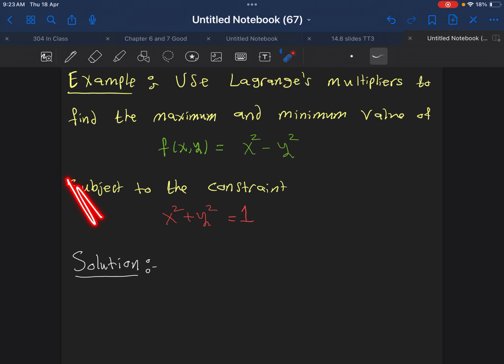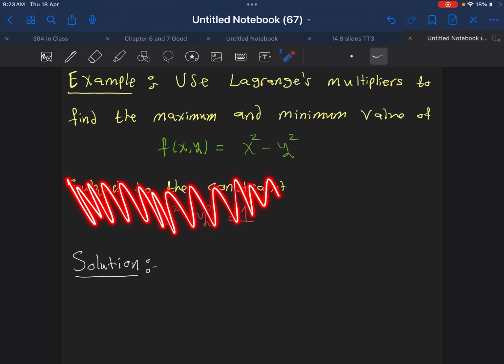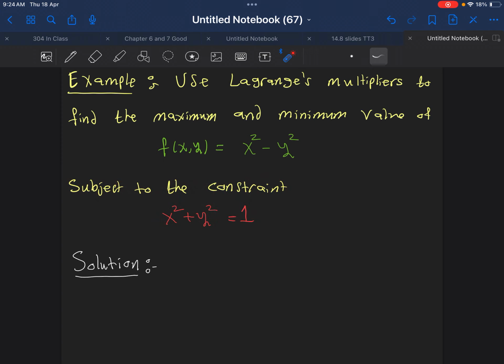Of course, if we don't have a constraint, we need to use the critical point idea, where we find the first derivative and we check if it's maximum or minimum using the second derivative test. But now, since we have a constraint, we are only looking at values of x, y that satisfy this equation. And that's where Lagrange multiplier comes in handy.